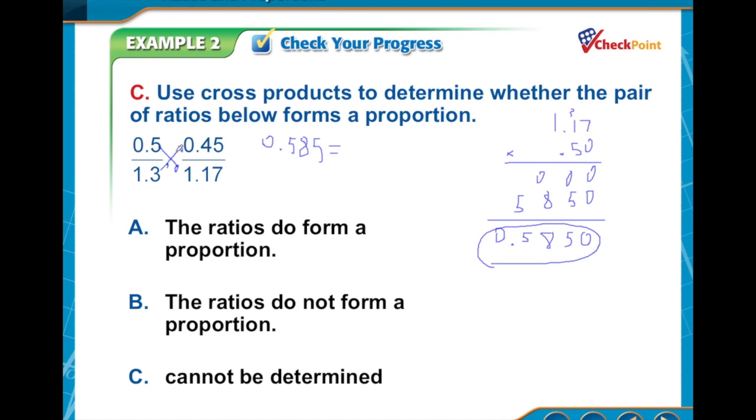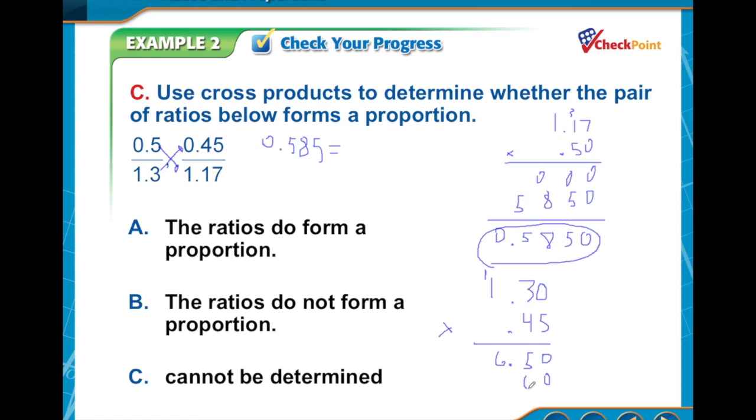So 1.3 times 0.45, what do we get? So 1.3 times 0.45. And we'll fill in the 0 here. Okay. So 5 times 0 is 0. 5 times 3 is 15. Bring over the 1. 1 times 5 is 5, plus 1 is 6. So we get 650 for that. Then we'll bring down a 0.